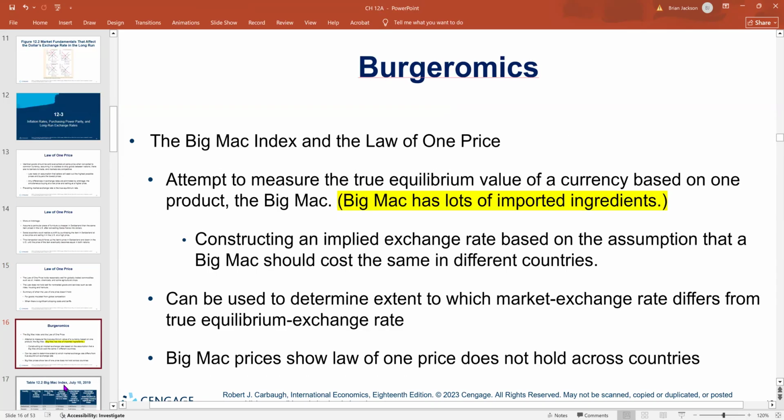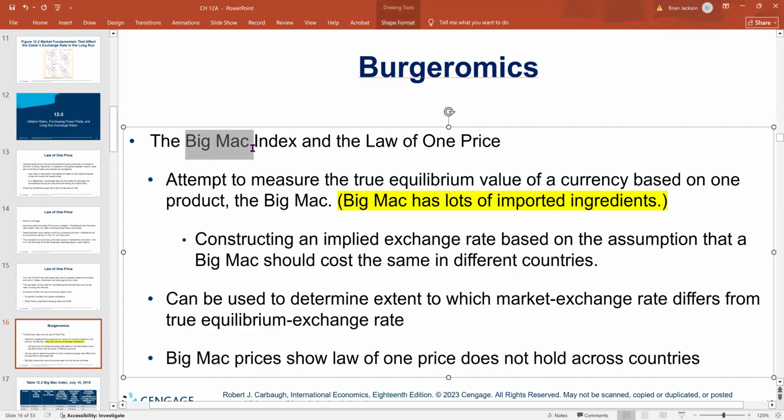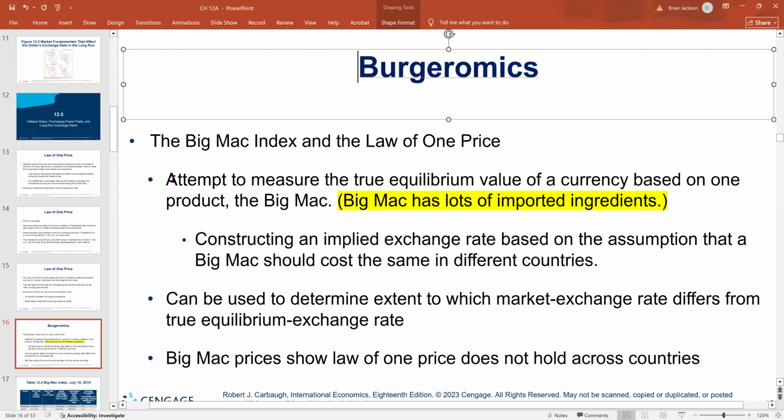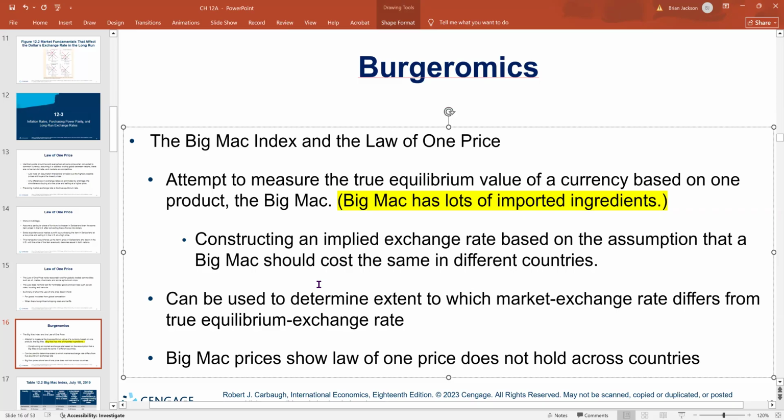So let's look at burgernomics here, okay? Using the law of one price to imply or infer an exchange rate between currencies. And we're going to use the Big Mac to do that. So we're going to assume that the law of one price would say that a Big Mac should have the same dollar price anywhere in the world. Whatever the domestic currency is, if you were to convert that to dollars, then that Big Mac should have the same price anywhere in the world.